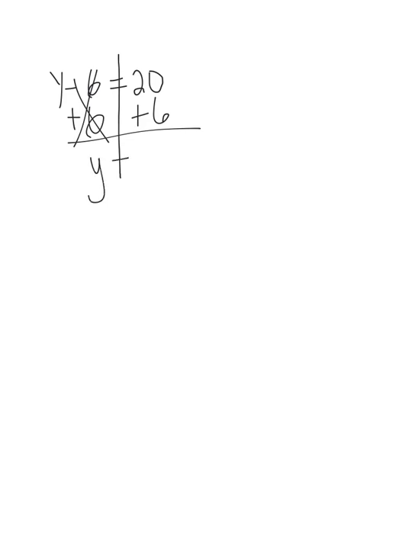So I have y minus 6 equals 20. Always draw your lines so you know whatever you do on the left, you have to do on the right. In order to get y by itself, I have to do the inverse of subtracting 6, which means I'm adding 6. On the left side, minus 6 plus 6, that is 0. So I get that y is equal to 26.